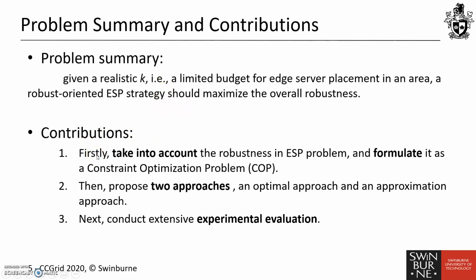In this paper, we first take robustness into account in the ESP problem and formulate it as a constraint optimization problem. Next, we propose two approaches, one optimal approach for the small-scale ESP problem, and another approximation approach for the large-scale ESP problem. Last, we have conducted extensive experiments to evaluate the performance of these two approaches.